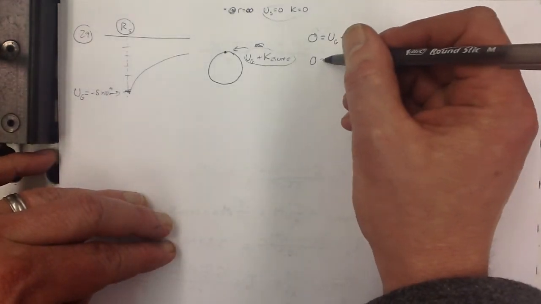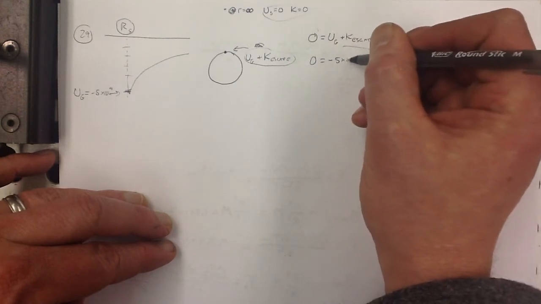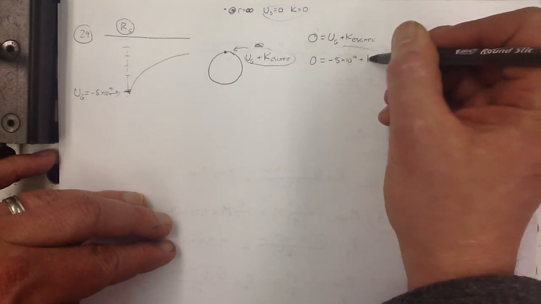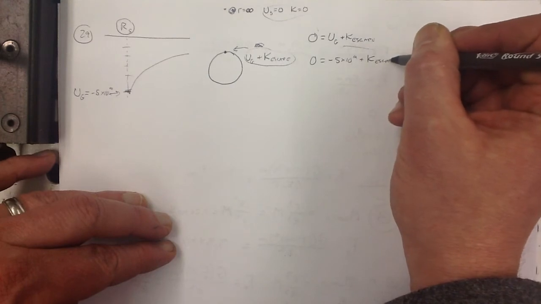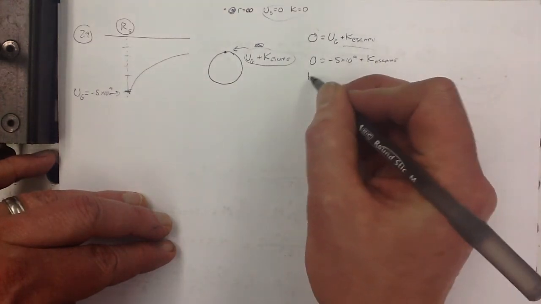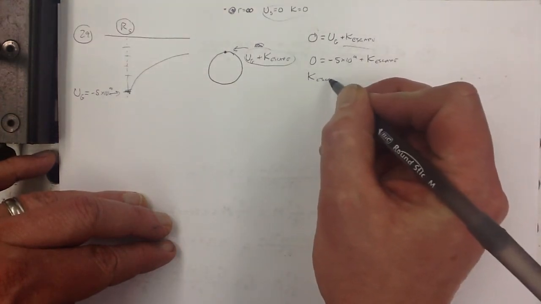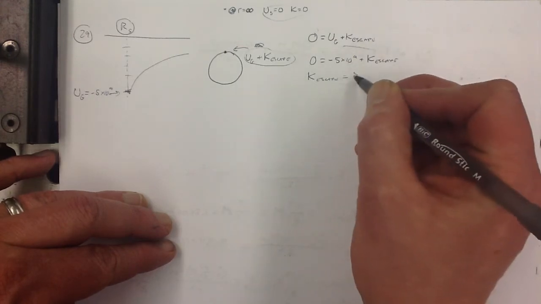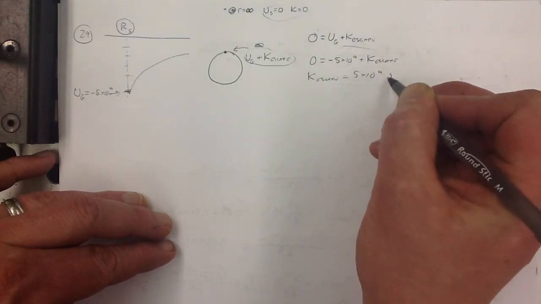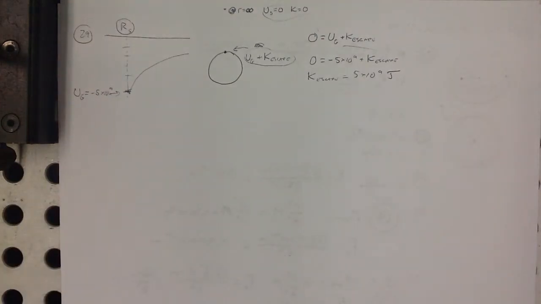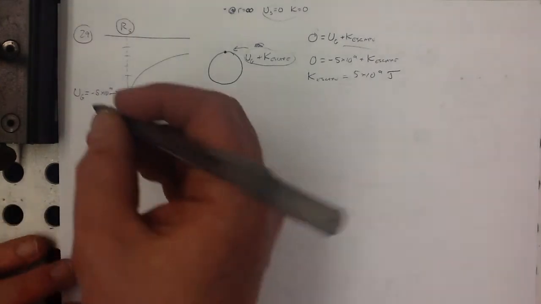So that would be 0 is equal to negative 5 times 10 to the 9th plus the kinetic energy required to escape. Well, there it is, right? So the kinetic energy required to escape has to be equal to 5 times 10 to the 9th joules. That's it. So not hard math-wise, just maybe some thinking about what we were given and what to make of that graph.